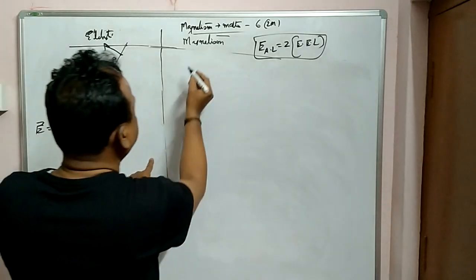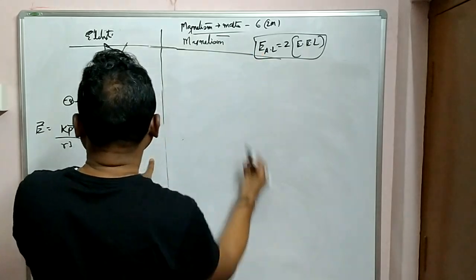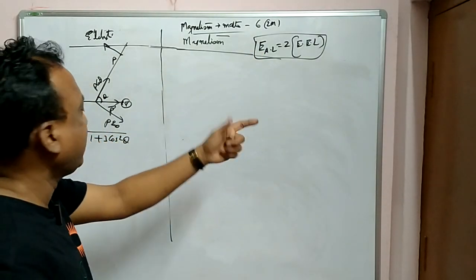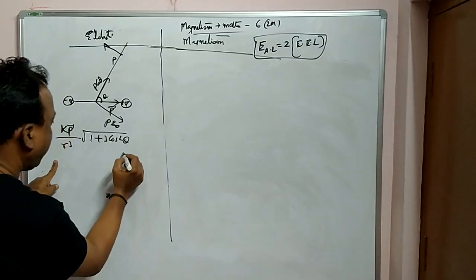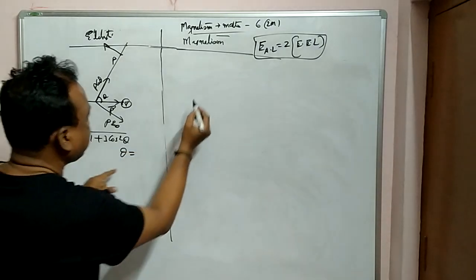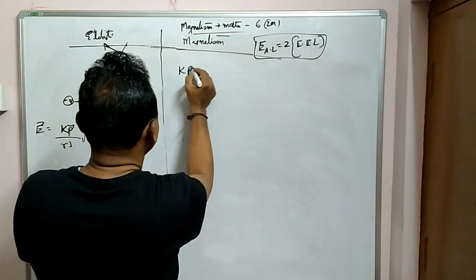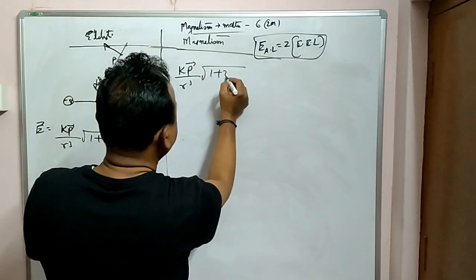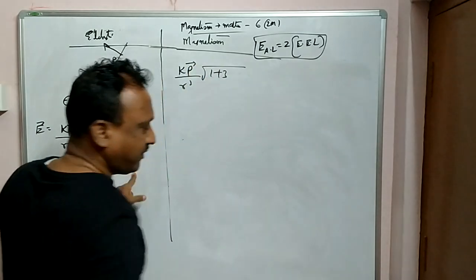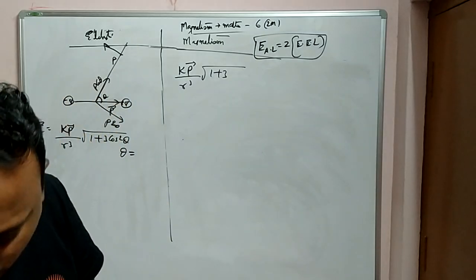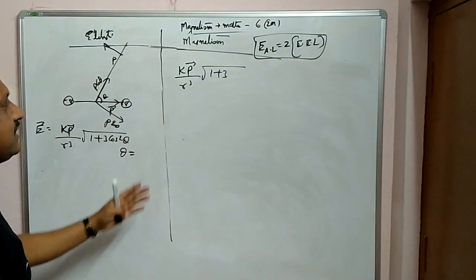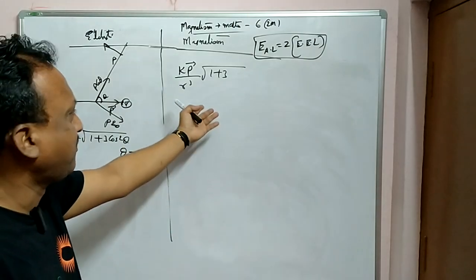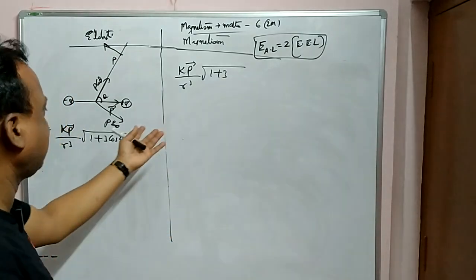In the same way you can apply it here also, if any angle is given. If you apply it on the axial line with theta, here also the same thing: k p by r cube into root over 1 plus 3 cos square theta. See, in this case, even if you take the formula or you don't take the formula, it's okay, because I am giving it in the general case.